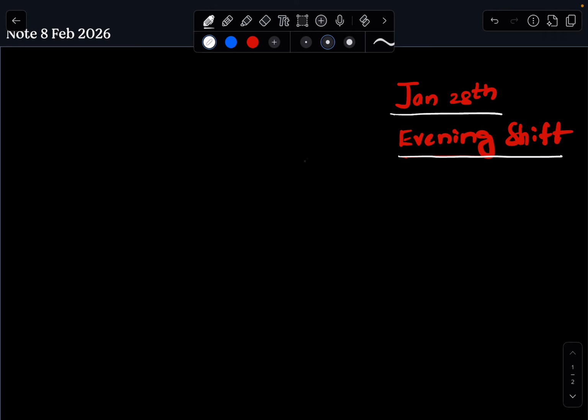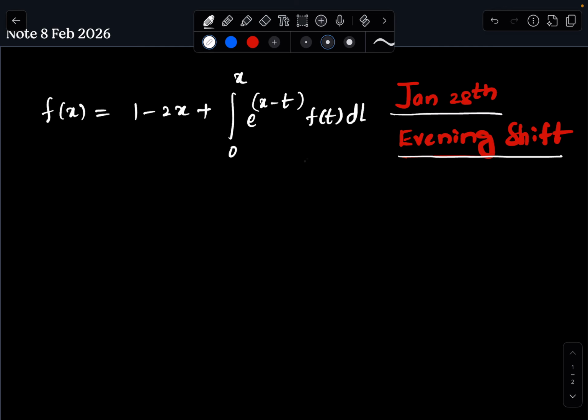So there was something like this in the exam. So f of x is given, so this is 1 minus 2x plus integral 0 to x e to the power x minus t f of t dt. So this is one function given to us and x belongs to real numbers.